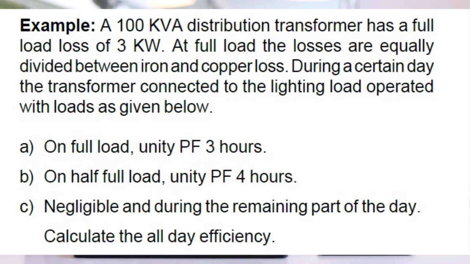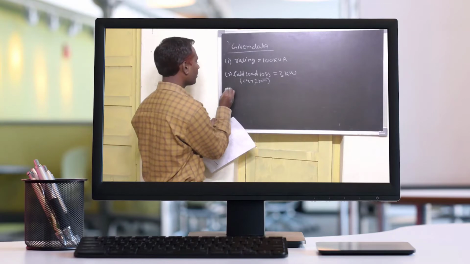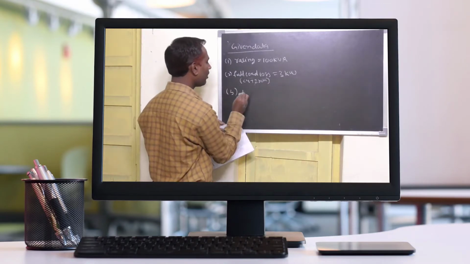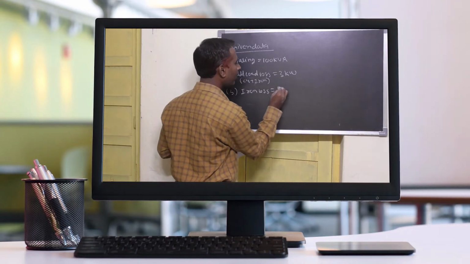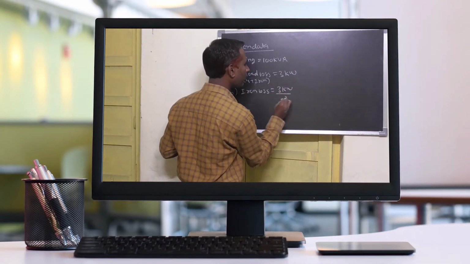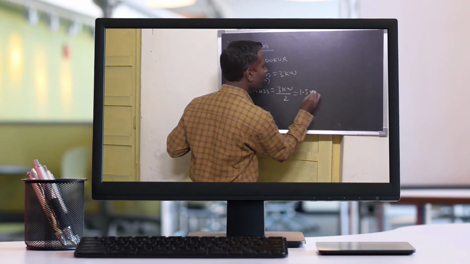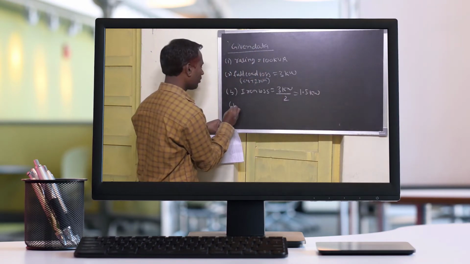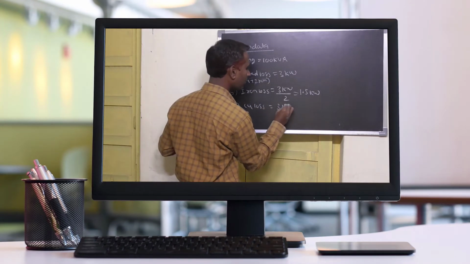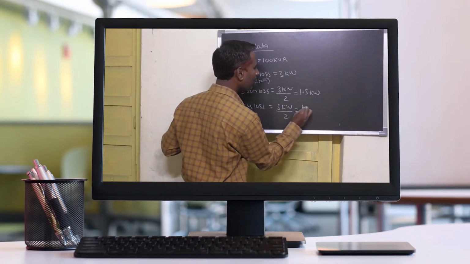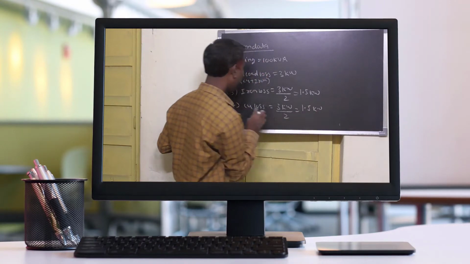Next it is given that at full load the losses are equally divided between the iron loss and copper loss. Equally divided means the iron loss is 3 kilowatt divided by 2, we get 1.5 kilowatt. Same here, the copper loss is 3 kilowatt divided by 2, we get 1.5 kilowatt at full load.